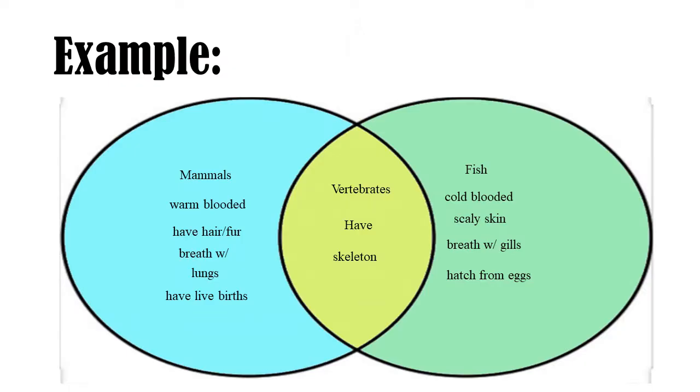Example. Let's read the difference. Mammals: warm-blooded, have hair or fur, breathe with lungs, have live births. Fish: cold-blooded, scaly skin, breathe with gills, hatch from eggs. And the similarities: vertebrates, have skeleton.